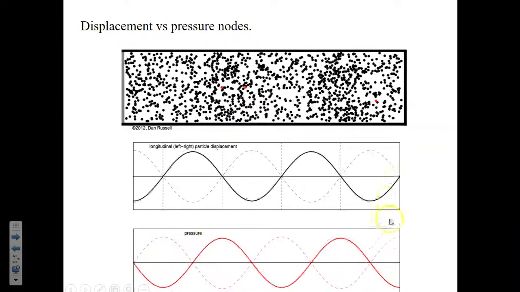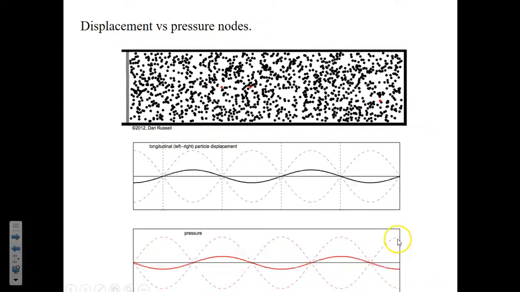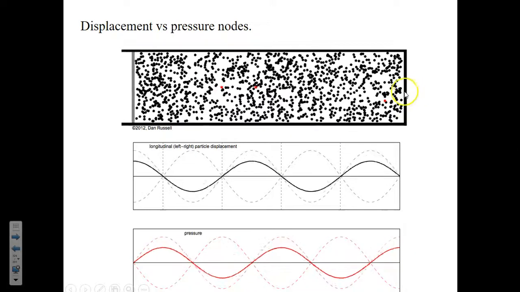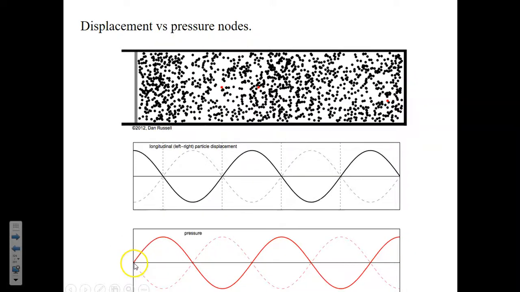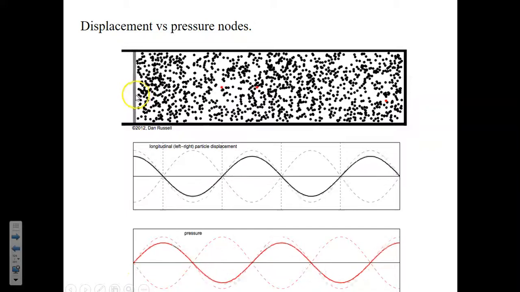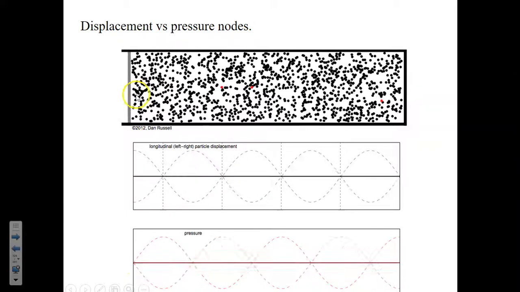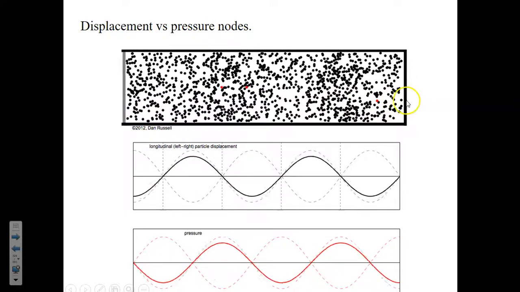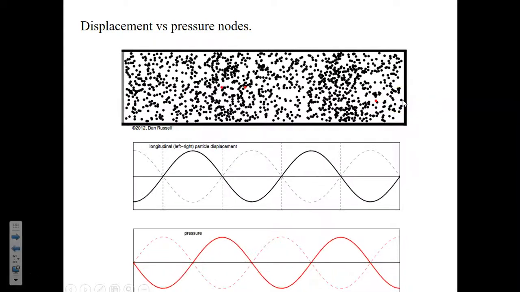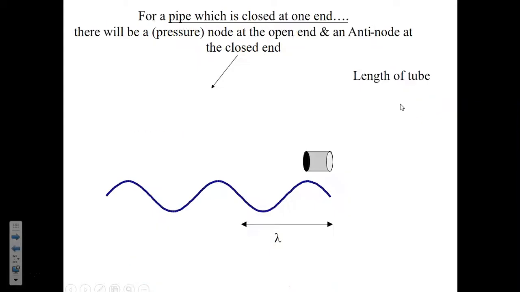So we can see we've got a pressure antinode at the closed end. Then here we have a pressure node at this end. So the density of the atoms is staying pretty consistent here, whereas the density of the atoms gets squished and then unsquished and that sort of thing. So that's what it looks like.